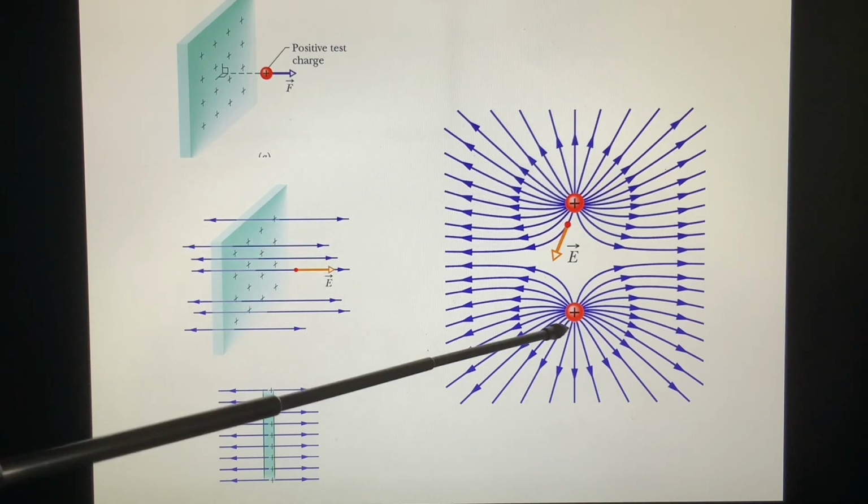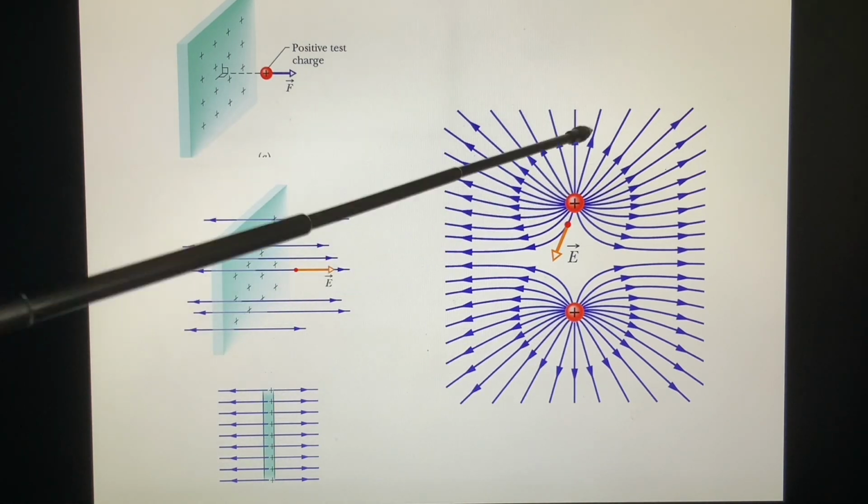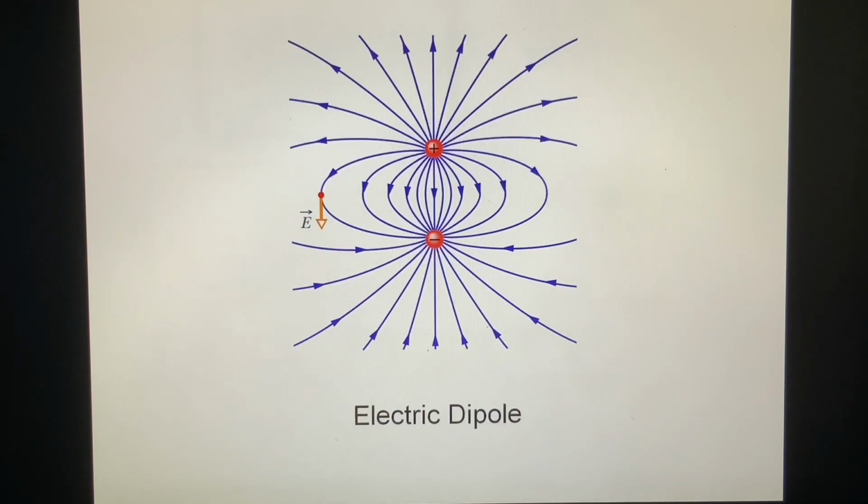These are two charges of the same size, both positive. This is their electric field line. This is the electric dipole. One is positive, one is negative, with the same magnitude but a different sign. This is the electric dipole.